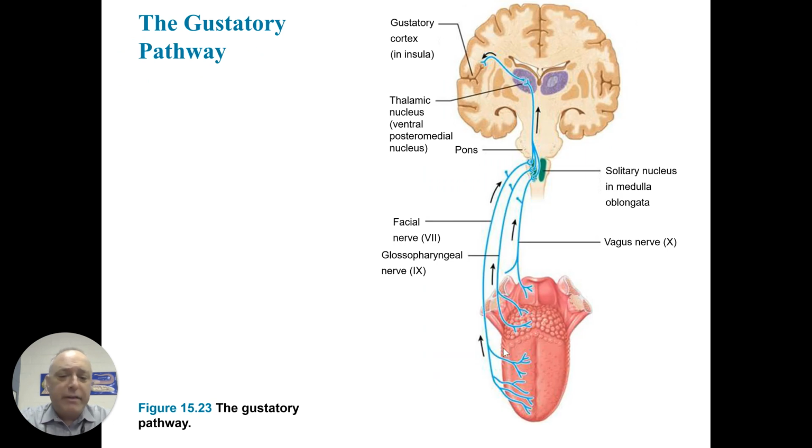Now, the tongue is actually innervated by 3 different cranial nerves. The facial nerve, which is 7, the glossopharyngeal, which is 9, and then the vagus innervates the posterior portion, probably mostly a gag reflex, and that is 10. So these signals merge into the medulla, into what's called the solitary nucleus, where they then signal up to the thalamus, into the gustatory cortex.